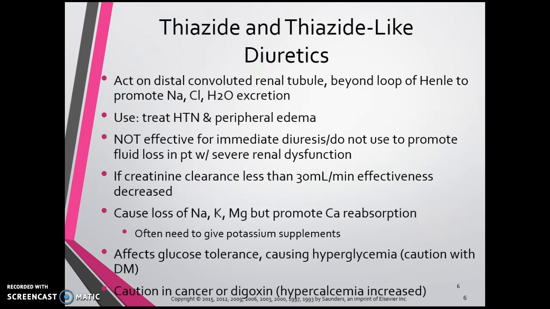So these act on the distal convoluted renal tubule. They are used for hypertension and peripheral edema. So you're going to be able to use this for your drug card. If you keep looking down, you will see that they cause a loss of sodium, potassium, and magnesium, but they actually promote calcium reabsorption. So you often need to give potassium supplements, as we were talking. They can affect glucose tolerance, causing hyperglycemia. So we use with caution, but that doesn't mean we won't use them, because we may have to look at the risk versus the benefit. And use caution with digoxin, because hypercalcemia is increased.